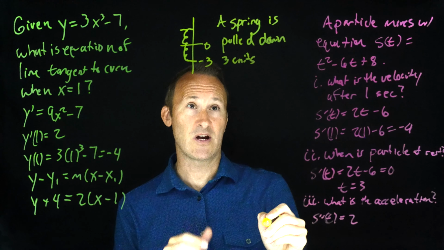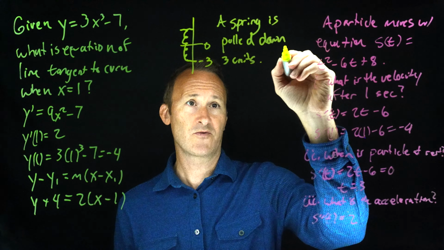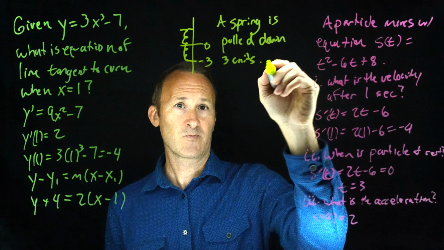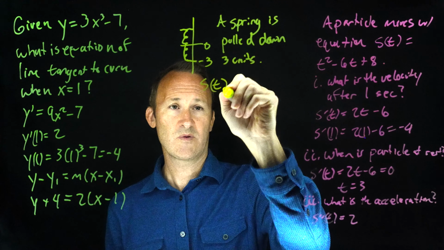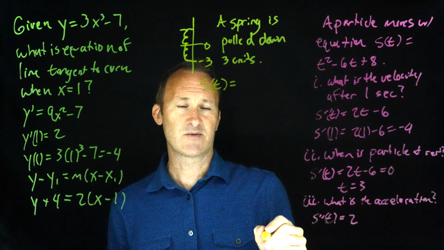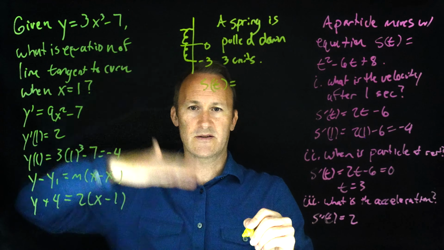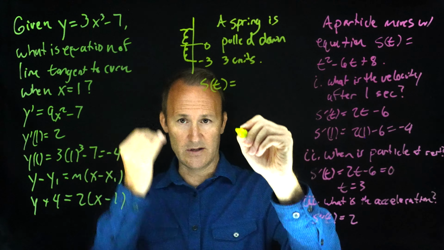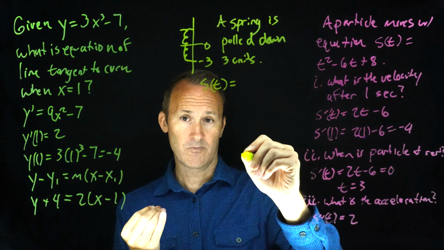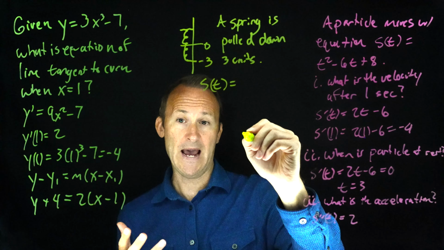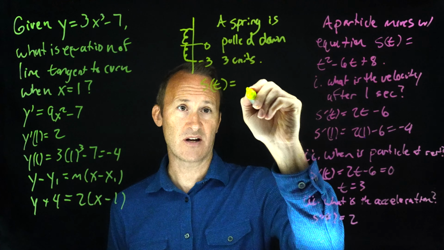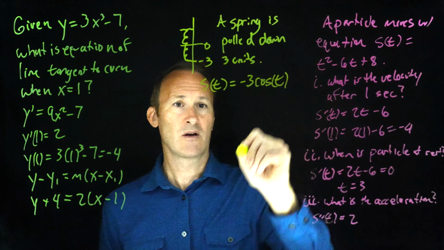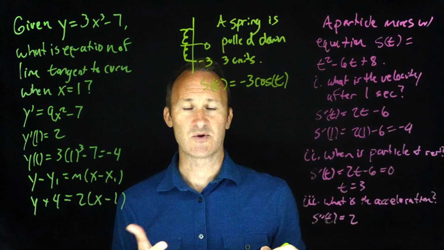And sometimes you're given an equation. So the equation, and I'll just write it up here, will be the following. It's going to be s of t equals, now what would this be? So a spring is going to oscillate, it's going to go up and down. And so if you pull it down all the way to -3, that's the max, and you get the max when the cosine is 0. So it's going to be -3 cosine of t.